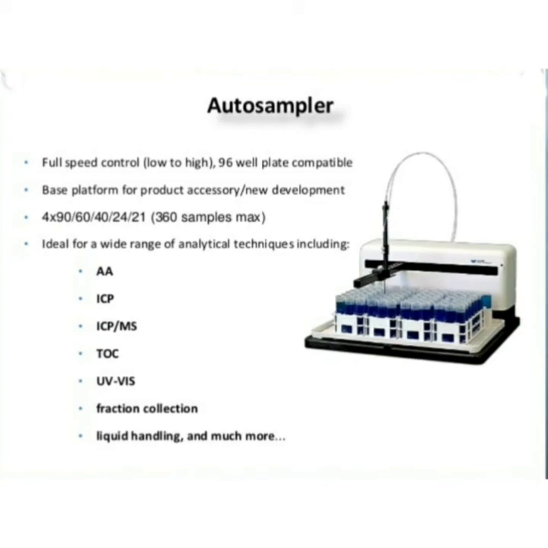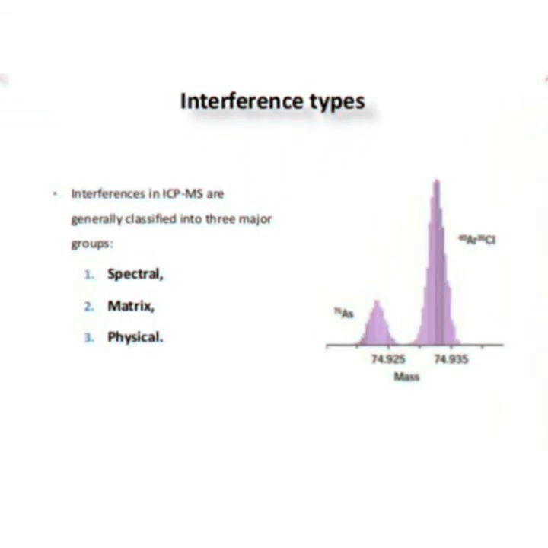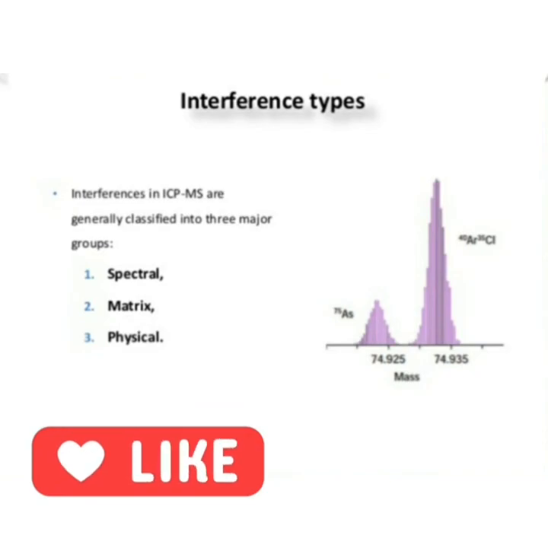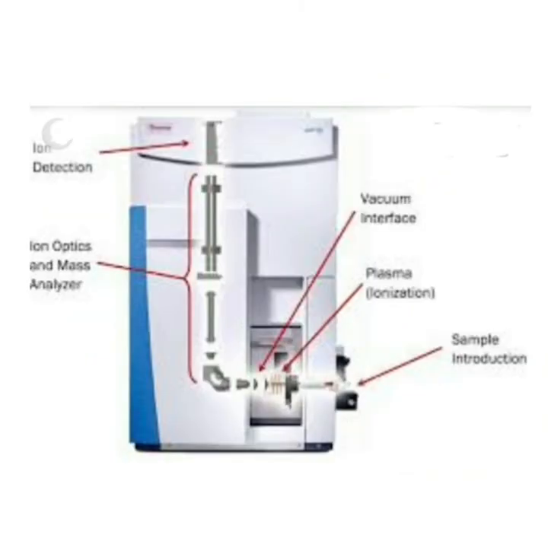After the autosampler, one more thing is there, that is interference types. Interferences in ICP-MS are generally classified into three major groups. First is spectral interference, second is matrix interference, third is physical interference. All these interferences come in ICP-MS when you are doing analysis.